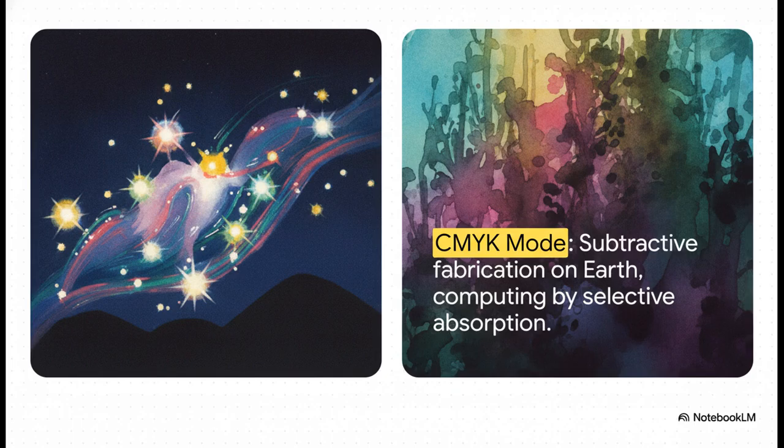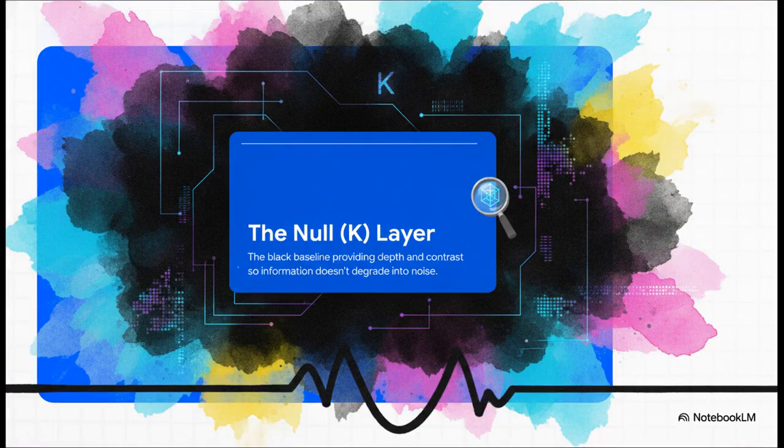On the flip side, we have the CMYK mode, which is a subtractive process that's dominant right here on Earth in biological systems. CMYK operates through selective absorption. So organic systems absorb the frequencies they need to compute, and the reality, or the color, we end up perceiving is just the rejected, unfiltered overflow. Pretty wild, right? But what exactly is the K in CMYK?